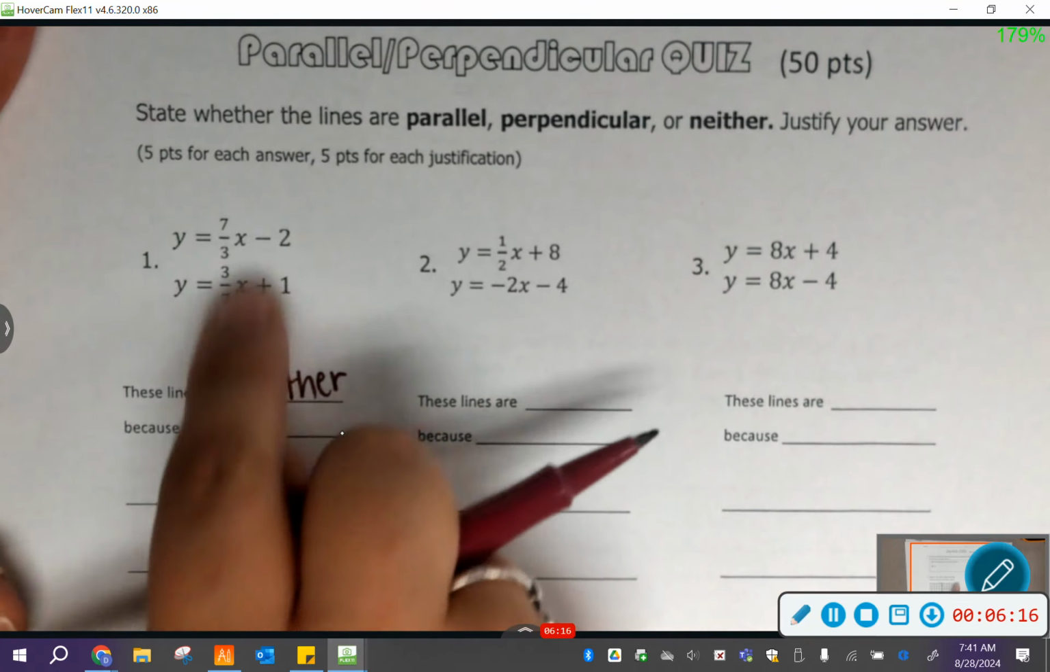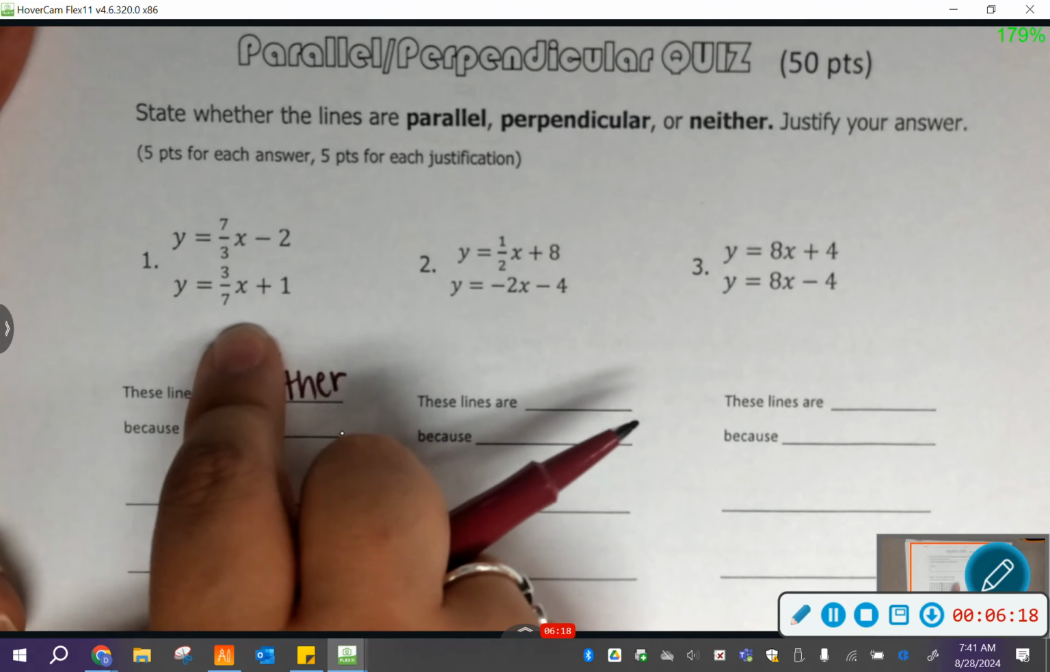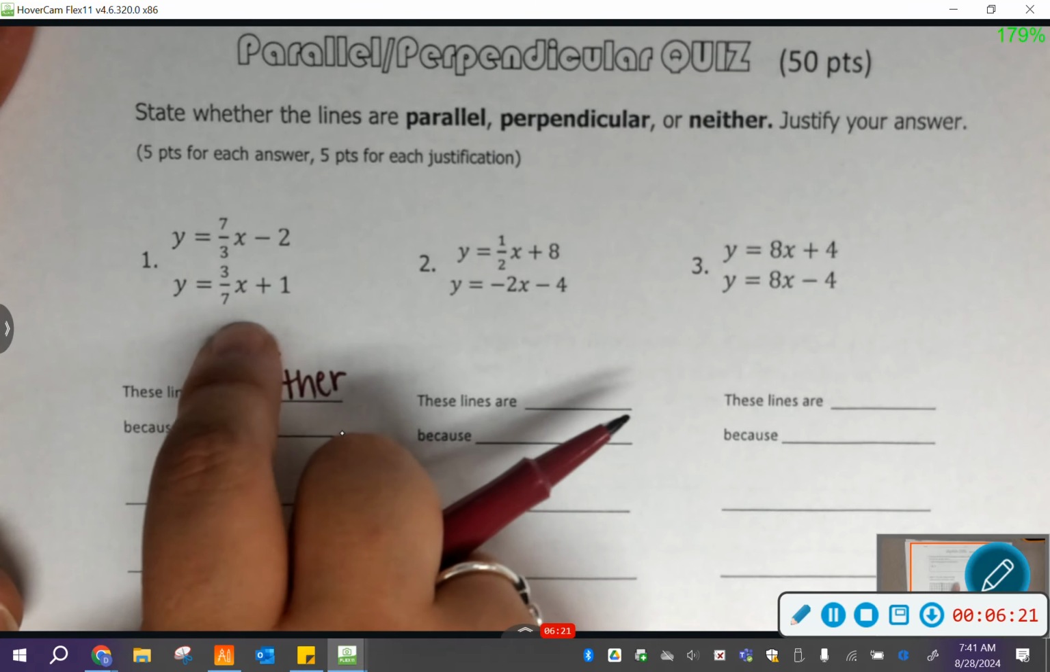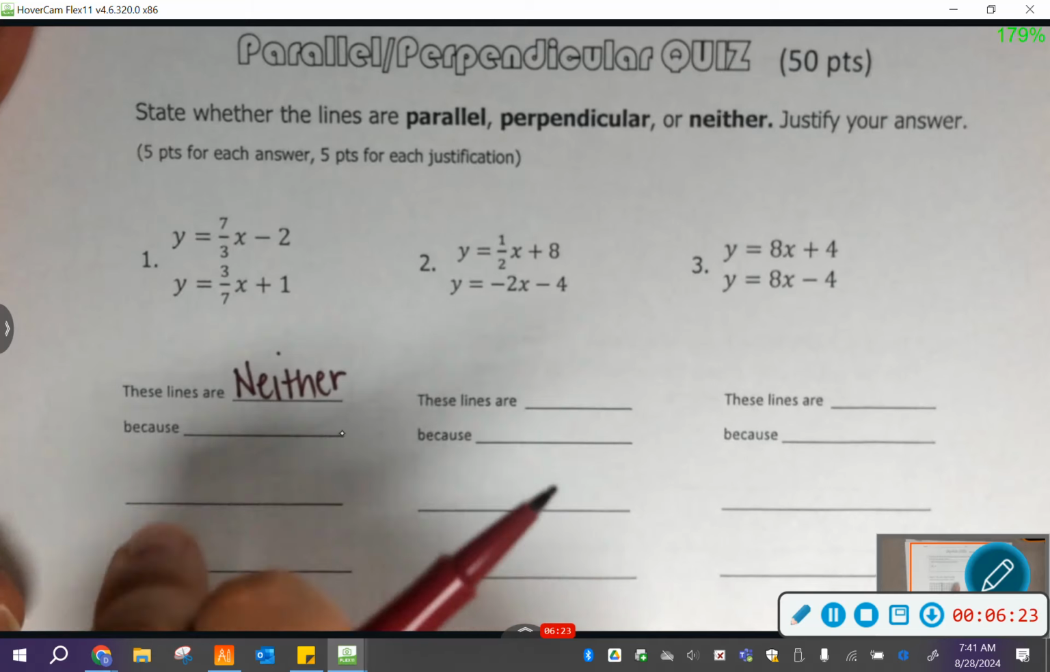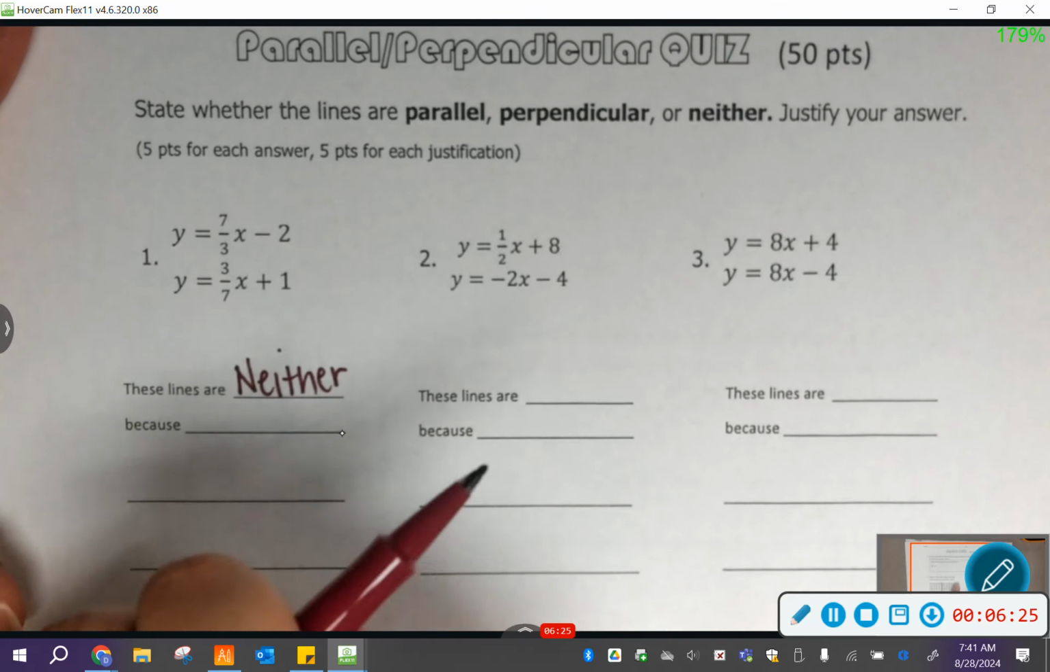They did not switch signs. It flipped, but did it switch signs? No. So it is only reciprocal. It's not both opposite and reciprocal. And just be careful, they're not the same.